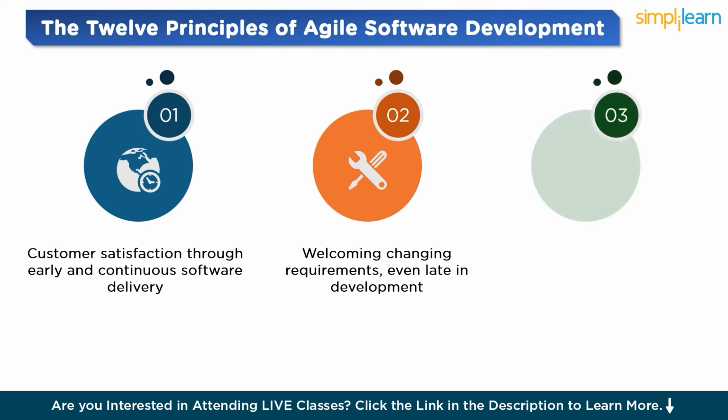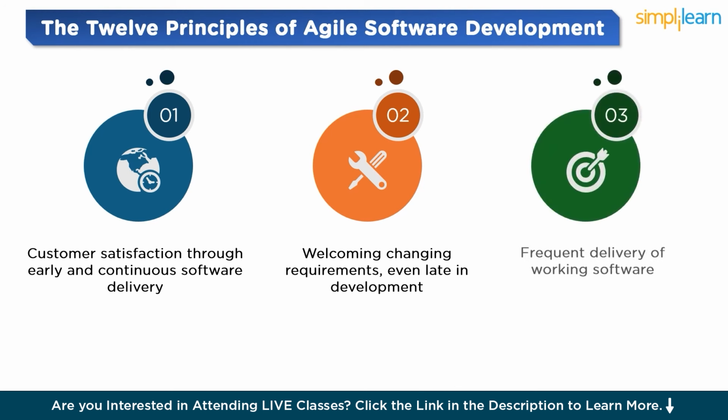Frequent delivery of working software. According to the Agile methodology, working software is frequently delivered in a shorter amount of time. Team members must consistently raise their performance standards as a result of this iterative process. For example, delivering updates every 2 weeks to continuously improve and adjust the software based on user input.